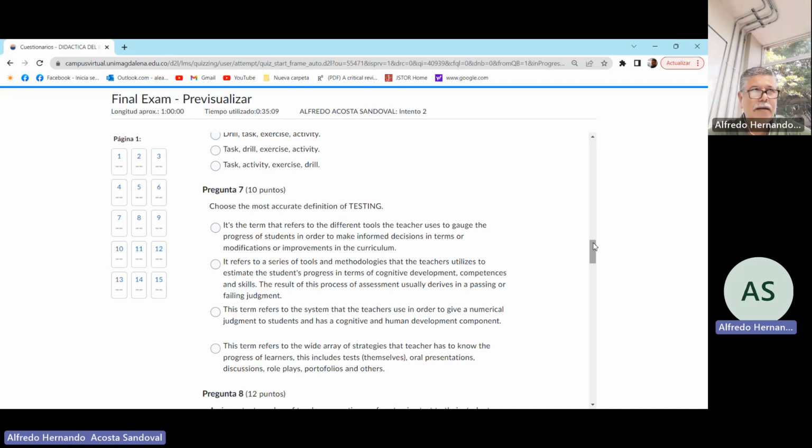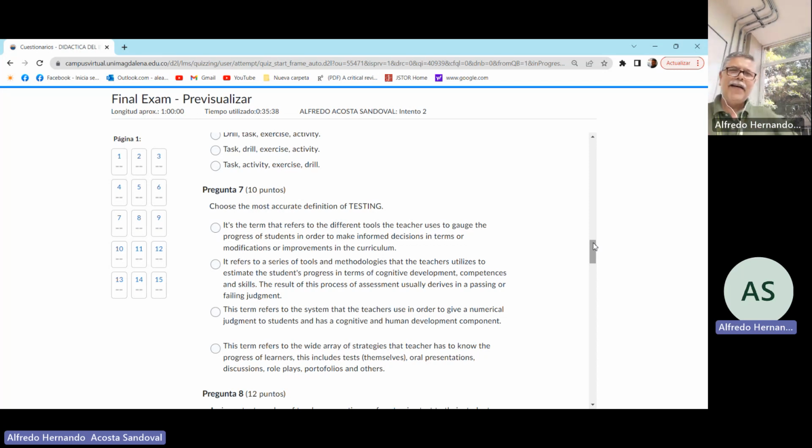No, this is not a clear feature or part of testing. And this is one of the drawbacks of it. This term refers to a wide array of strategies that the teacher has to know the progress of learners. This includes tests, oral presentations, discussions, role plays, portfolios, and others.